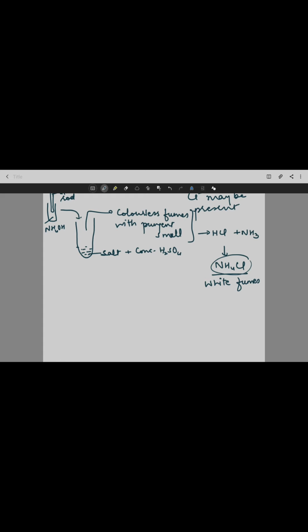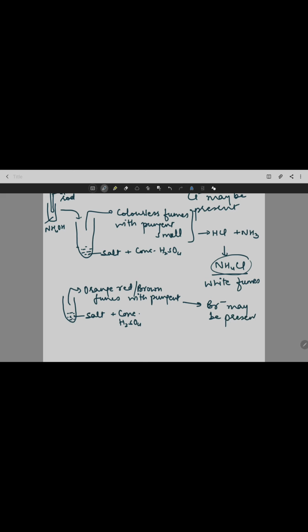Now it may be the possibility that we take the salt and concentrated H2SO4, and we get brown fumes or orange-red fumes with pungent smell. It means bromide may be present. Now which gas is this?